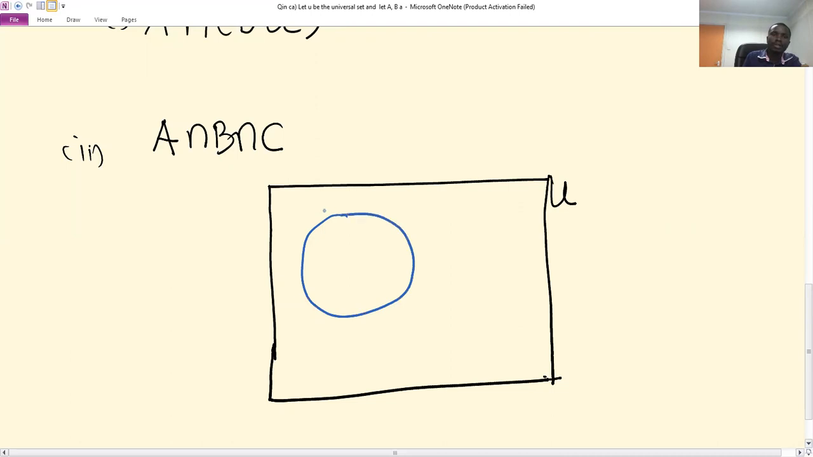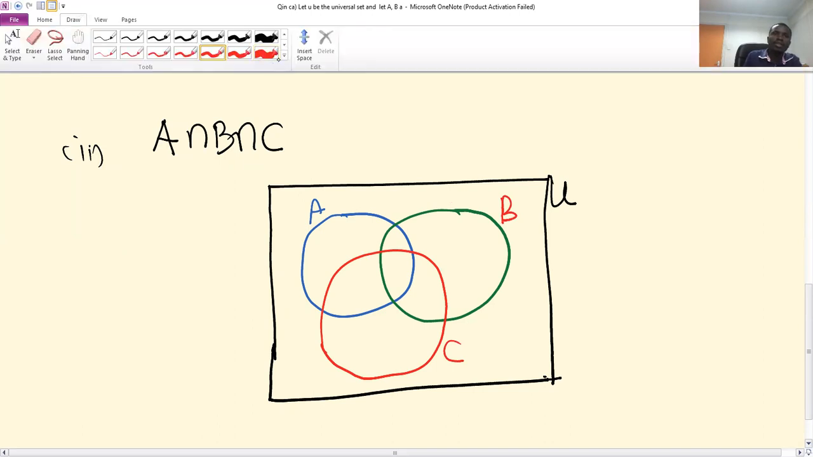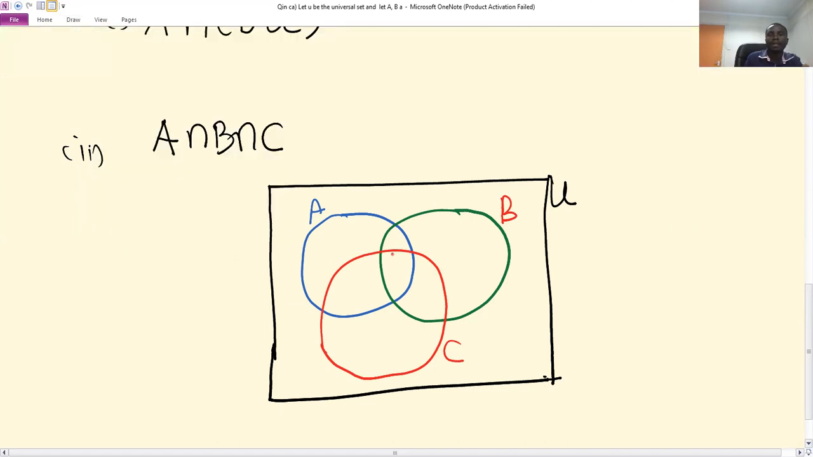So let this be set A, set B, and this to be set C. A intersect B intersect C means the region which is common to A, B, and C. And it is this part. This is the part where A, B, and C share. So that is the solution to that part.